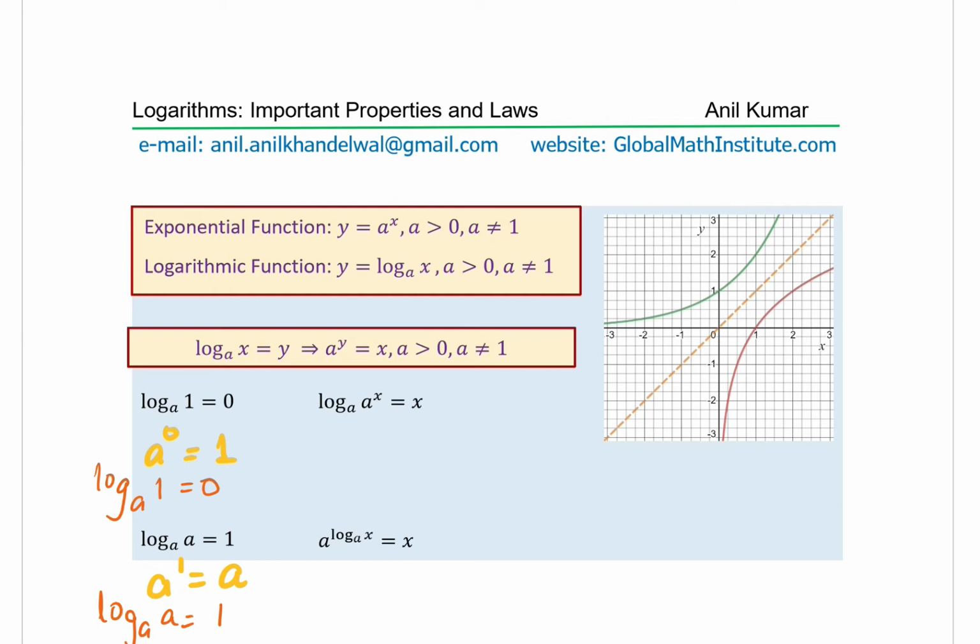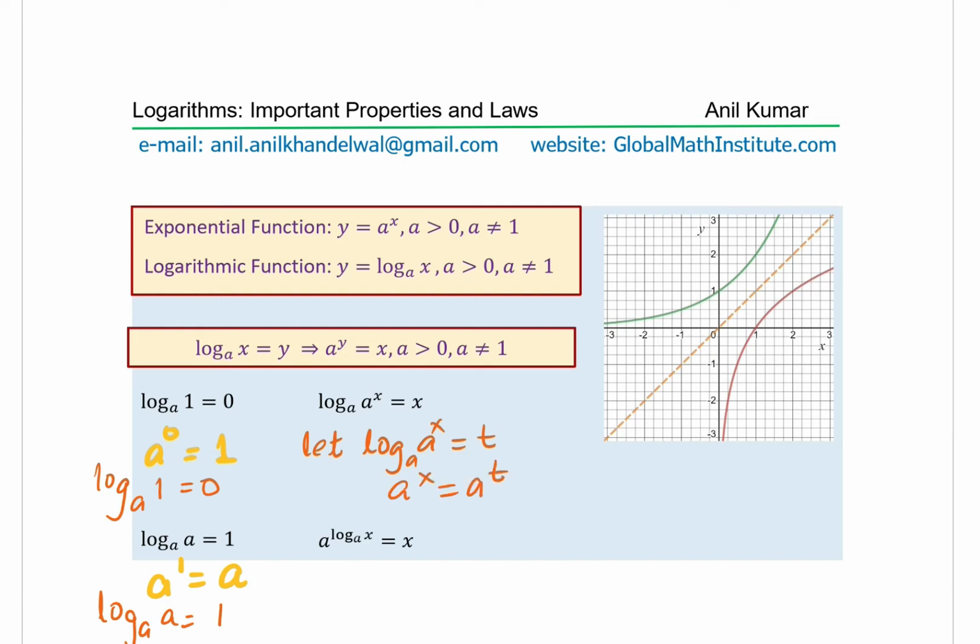Now, the next question is, how do we prove that log to the base a of a to the power of x is x? So we can say let log to the base a of a to the power of x be t, maybe something else, not x. In that case, what is t? This is what we need to figure out. Perfect. What is t? If I write this in the exponential form, we get a to the power of x is a to the power of t.